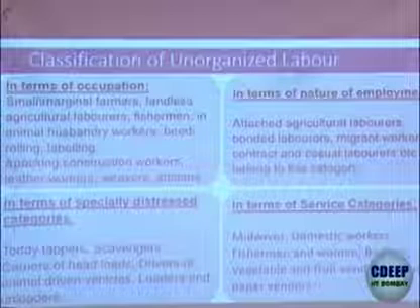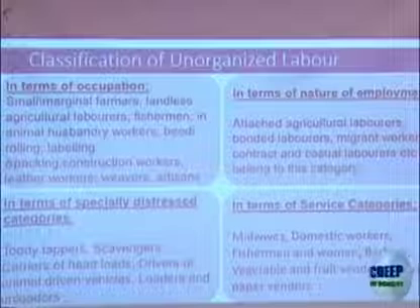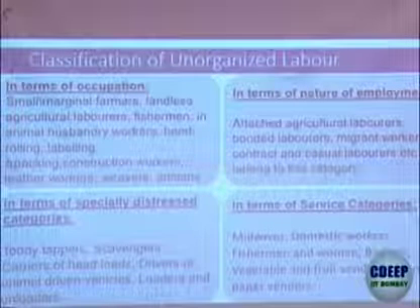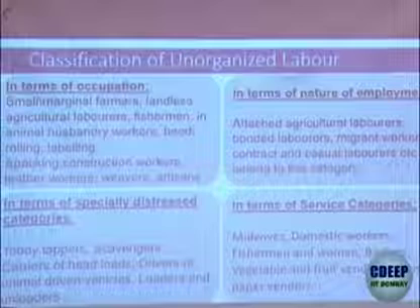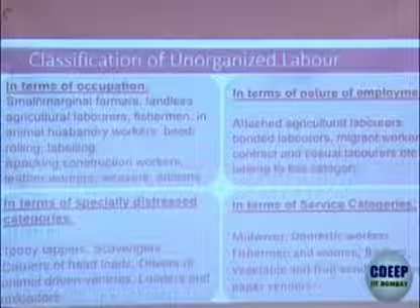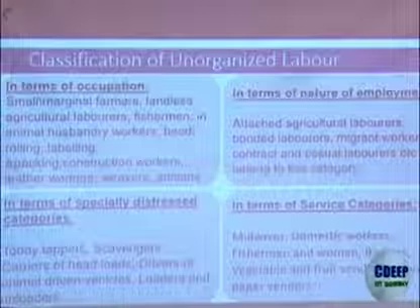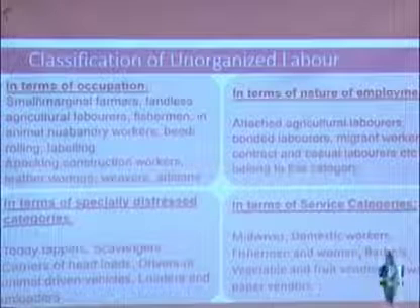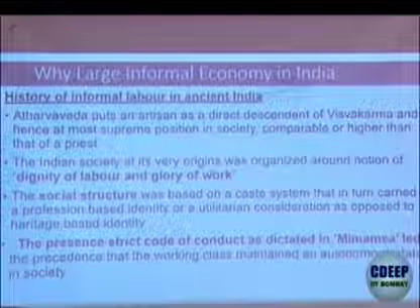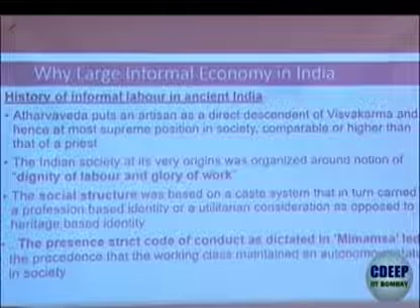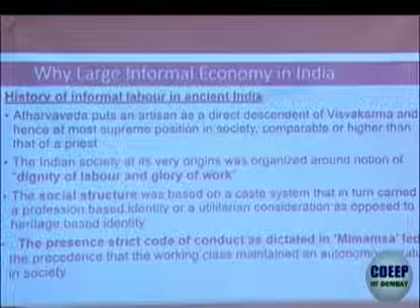And the final category is in terms of service categories. So these include the midwives, the domestic workers, fishermen, women, barbers, vegetable vendors, etc. Apart from these, there are a lot of categories that are not a broad category in themselves, but cobblers, carpenters and all can also be classified in any one of these categories. So why a large informal economy in India? Why is it so that India has such a large unorganized sector?